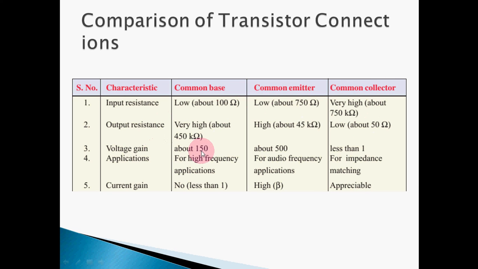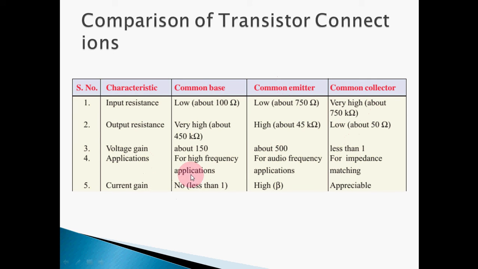Voltage gain is about 150. That means if we give input 1 volt, we will get output 150 volt. That means it will multiply 150 times. For common emitter it is almost 500, but for common collector it is less than 1. If we see the application, we can use common base for high frequency amplification. Common emitter is used for audio frequency amplification, and common collector is for impedance matching. These are the application areas.